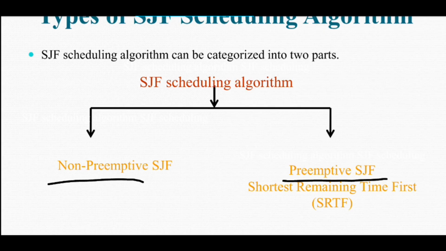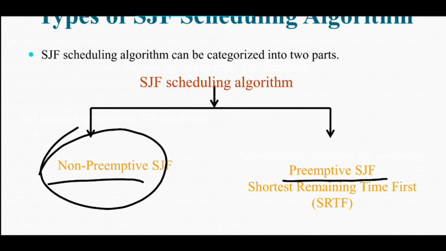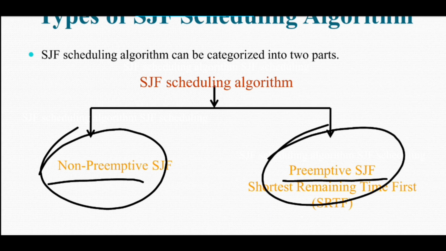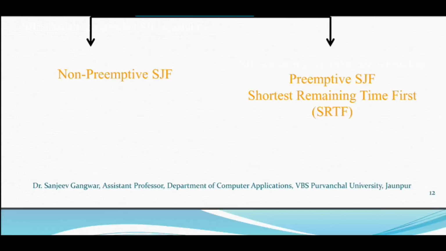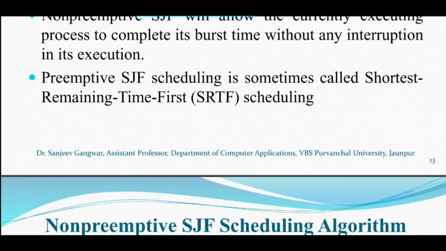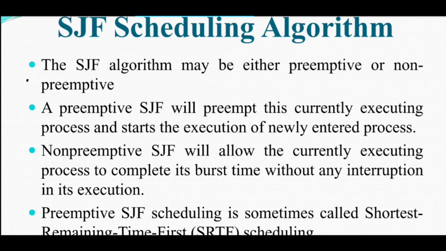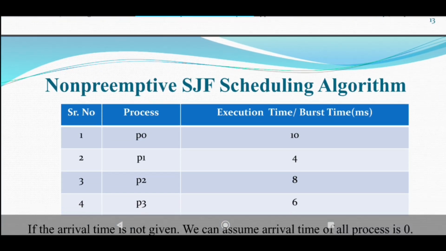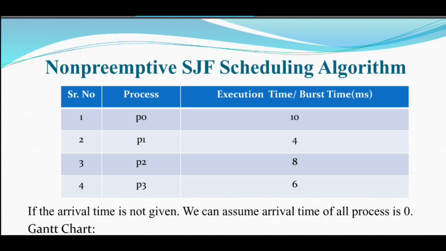This is non-preemptive, very simple: it only leaves the CPU if it's completed or willingly. In preemptive, the process can be forced out. These are the simple concepts, some theory parts. If you want to note this down, then I have some examples.